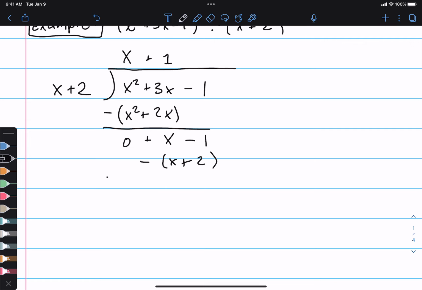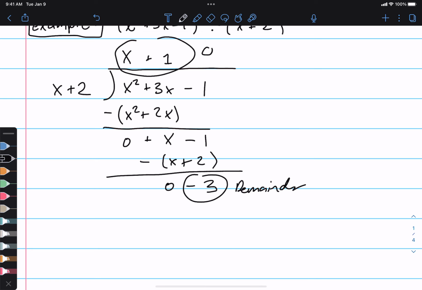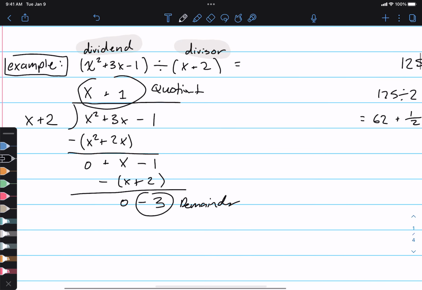And what we're going to be left with, this is going to become 0, this turns to negative 3, this is our remainder, and this is our quotient. And we see that this result is going to be x plus 1, our quotient, minus 3 divided by x plus 2, and that's our remainder.